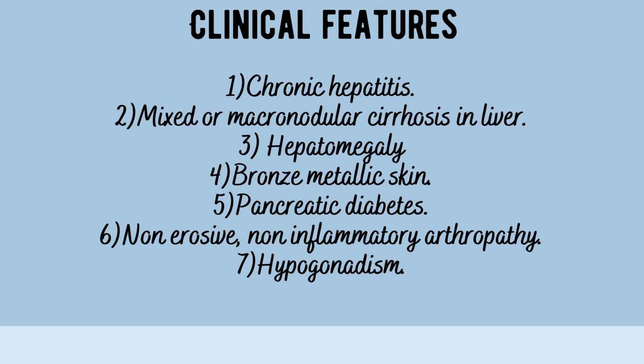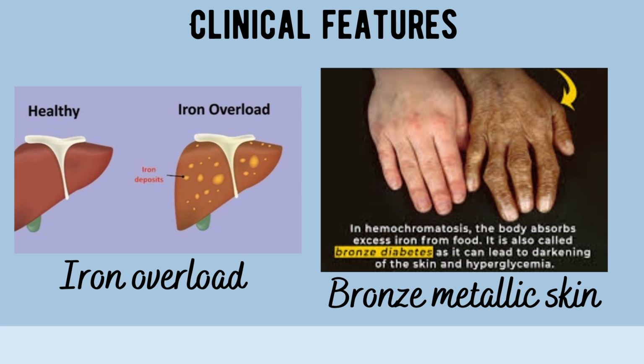Then comes the pictures. You can see these clinical features in this picture. Iron overload, how you can see the deposition of iron in the liver in the first picture. In the second picture, you can see bronze metallic skin, bronze in color, how the color has changed. This is because of high iron content only, okay?